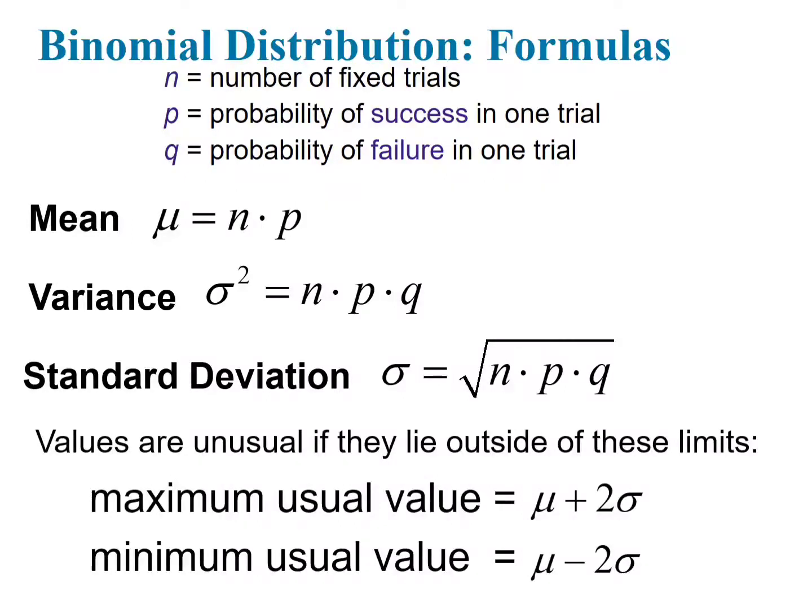And for the values of unusual and usual, again, same exact formula from before. We've already seen this twice before. The maximum usual value is mu plus 2 times the standard deviation. And then the minimum usual value would be mu minus 2 times the standard deviation.